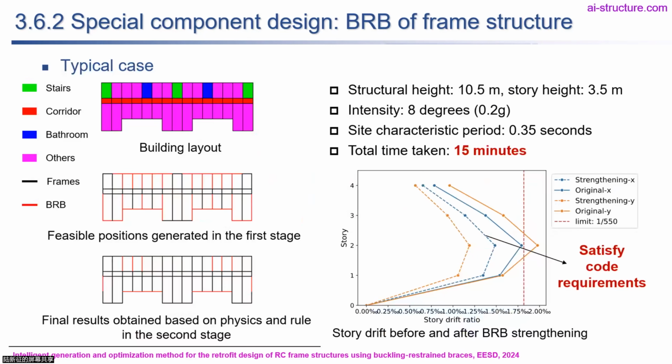So this is the architecture layout. For the step, all the red part is where the architecture permits arranging a brace. And on the bottom is the final location arrangement of the brace. And the structure can satisfy the code requirement.